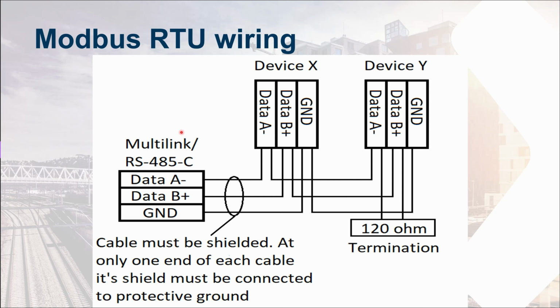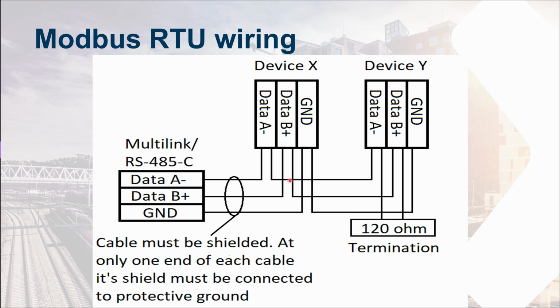Modbus RTU is wired as a serial bus. At the start point, we have many options, for example multilink or RS485C. On the start point, there are data A- and data B+ connectors for the bus. It's crucial to ensure that the ground level matches between the device and the start point, especially when the field device has its own power supply. Also, the wiring needs to be a serial bus.